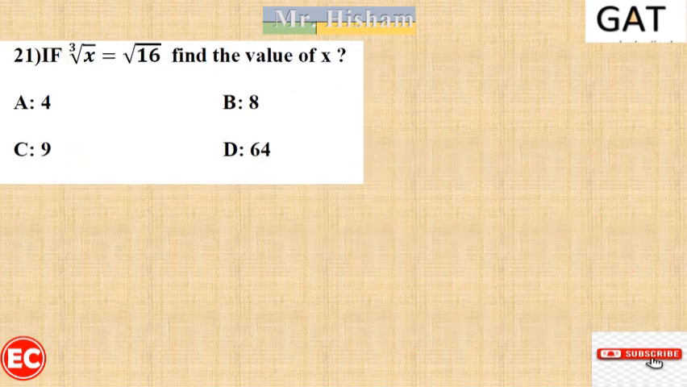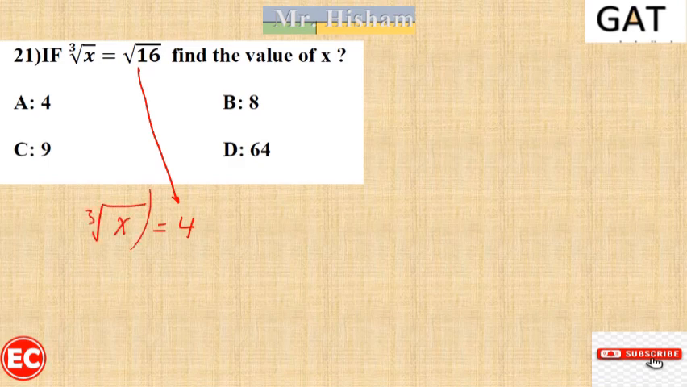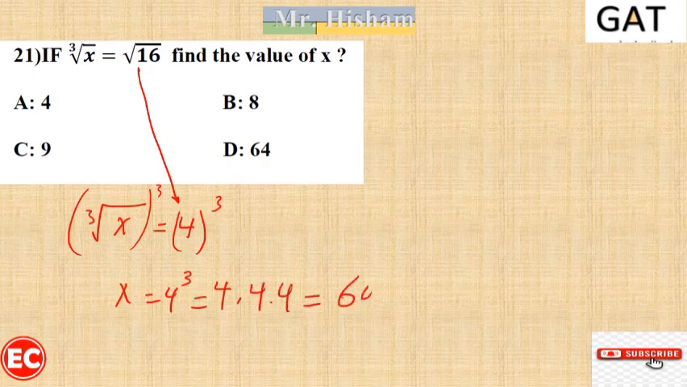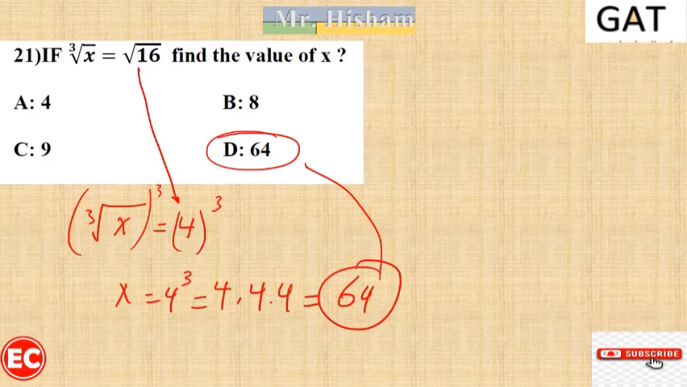Question number 21. If the cubic root of x is equal to the root of 16, we know that root of 16 is equal to 4. So the cubic root of x is equal to 4. By cubing the right and left side, x is equal to 4 to the power of 3, which is equal to 4 by 4 by 4, which is equal to 64. So the right answer is D.